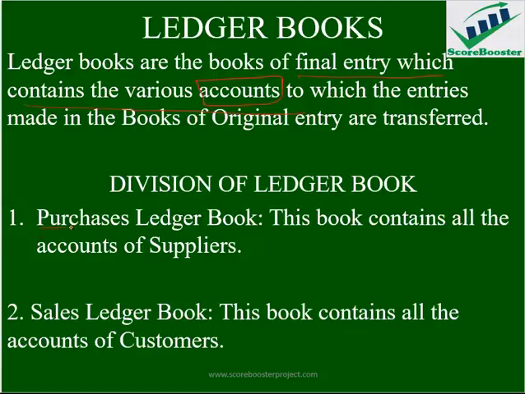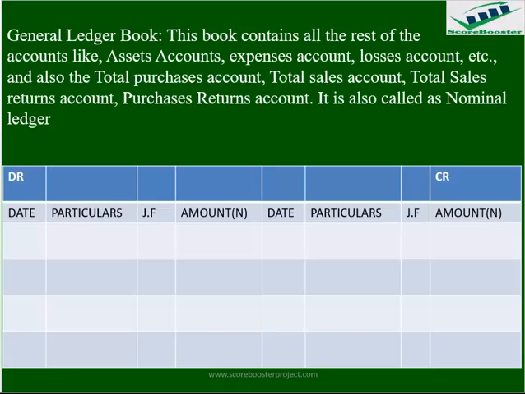For example, the purchases ledger contains all the accounts of suppliers. Suppliers are those that were recorded in where? In the purchases day book. The sales ledger also contains all the accounts of customers. The customer accounts have a source, the book of original entry, which is what? The sales day book. The third one is the general ledger. Please take note, don't mix up general ledger with general journal. I hope you can distinguish between the two. This contains all the rest of the accounts, like asset accounts, expenses, loss accounts, and also the total purchases account and total sales account. Total purchases here means both credit and cash.